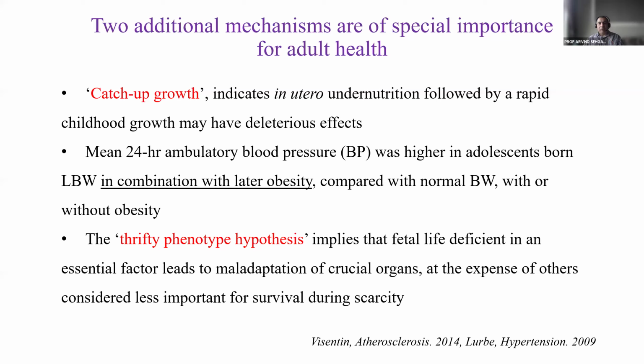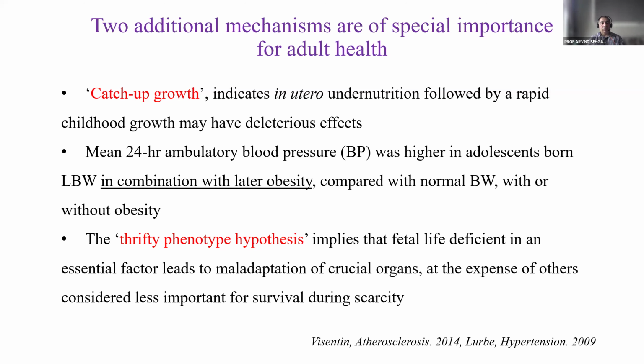Two additional mechanisms are especially relevant to adult health, but they start in the early neonatal and pediatric age group. One is catch-up growth, which means that if there is in utero undernutrition followed by rapid catch-up growth during childhood, that has a double hit, so to say. For example, the mean 24-hour ambulatory BP was higher in adolescents who had low birth weight in combination with later obesity, compared to normal birth weight or those with low birth weight without obesity. If both these factors are present in an individual, it really puts them at very high risk.